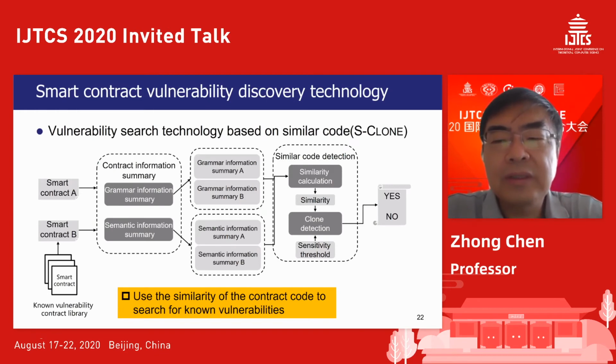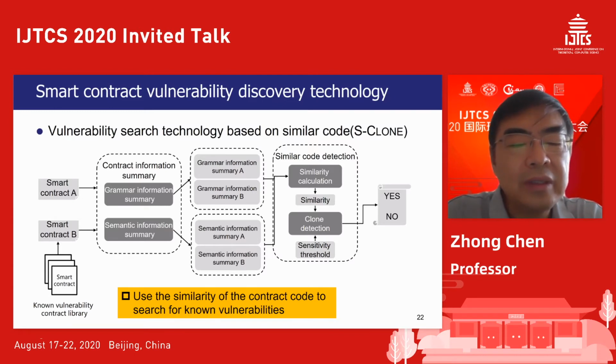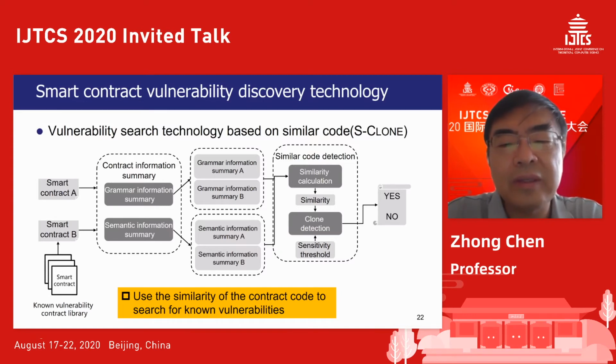Well, S-clone is a vulnerability search technology based on similar code. The smart contract and the known vulnerability contract library are combined together to get the contract information summary. Then they are separated into the grammar information summary and the semantic information summary.